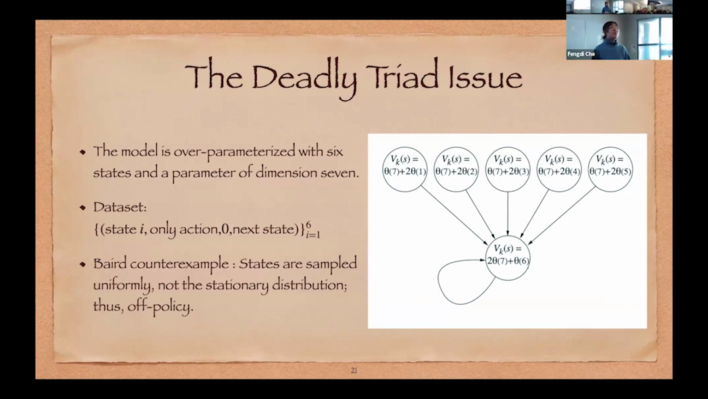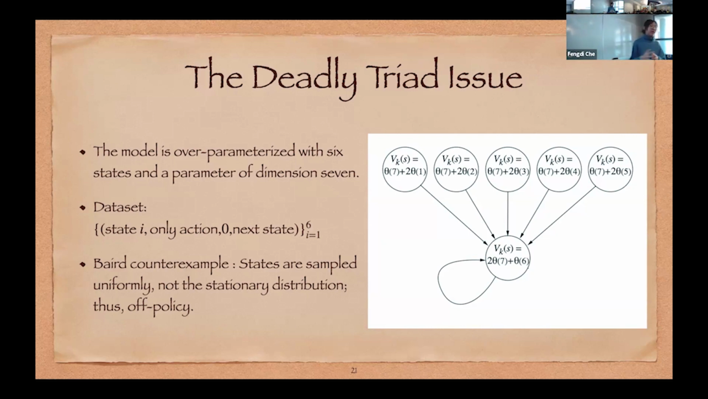Let's look at the famous Baird counterexample. Here we have 6 states, but a parameter of dimension 7. So more parameters than the data set. Then the model is over-parameterized. And in this data set, for each state, we only have one action, always 0 reward. And the model is linear function approximation. How a value will be predicted is written on the graph.